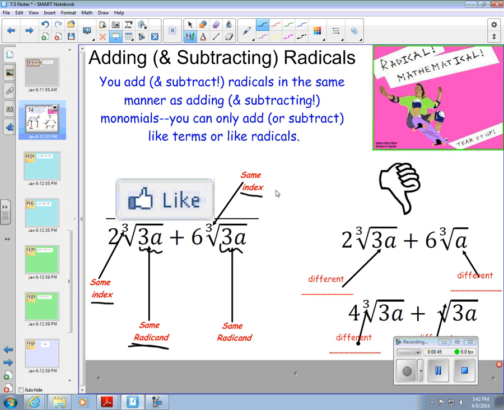If we look at the other side over here, we'll notice that we have 2 times the cube root of 3a plus 6 times the cube root of 3. The indexes are the same, but we'll notice that the radicand, we have a 3a over here and a 3 over here. So we can't actually add these together.